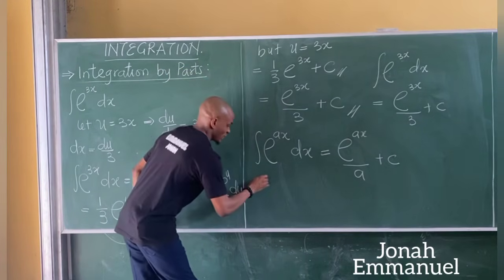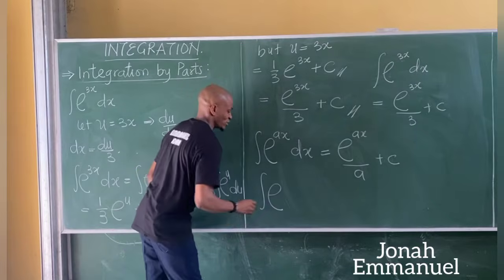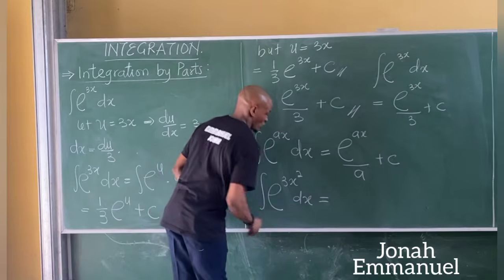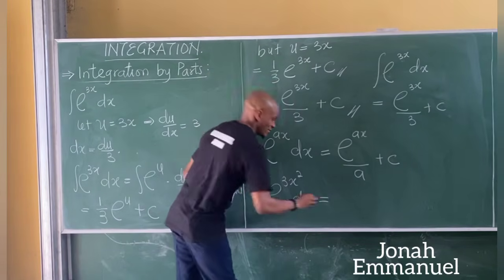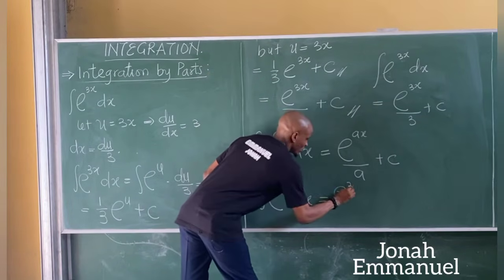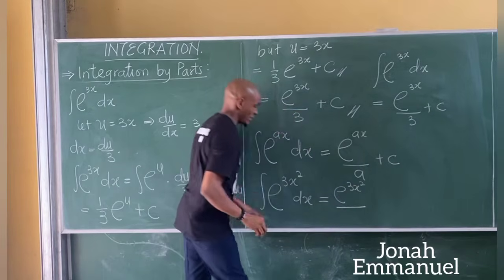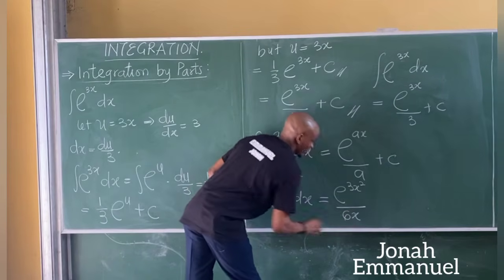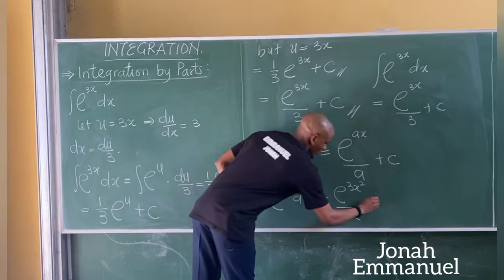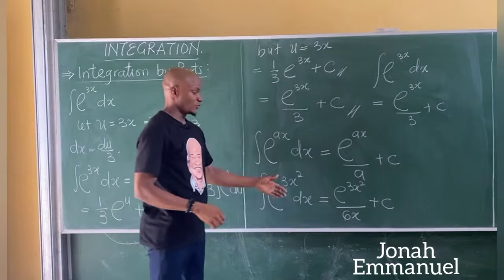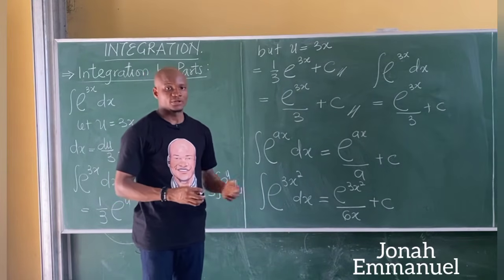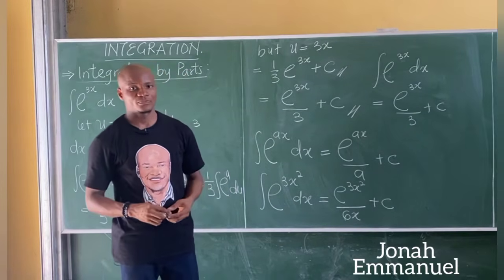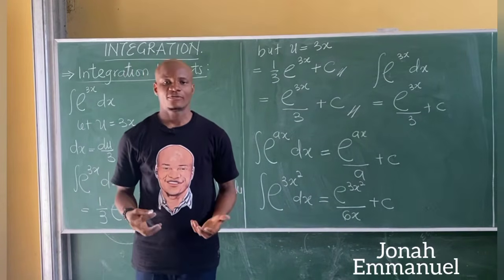One last example: if I'm asked to integrate exponential, let's say 3x squared dx, this will be equal to, write out this term. This term is exponential 3x squared all over, differentiate 3x squared, you get 6x. So all over 6x, and of course plus c. So this becomes the answer to this question. So this is a shortcut on how to integrate exponential functions.